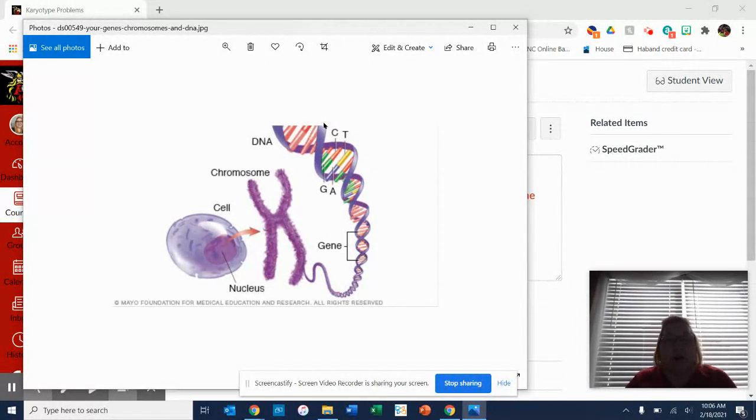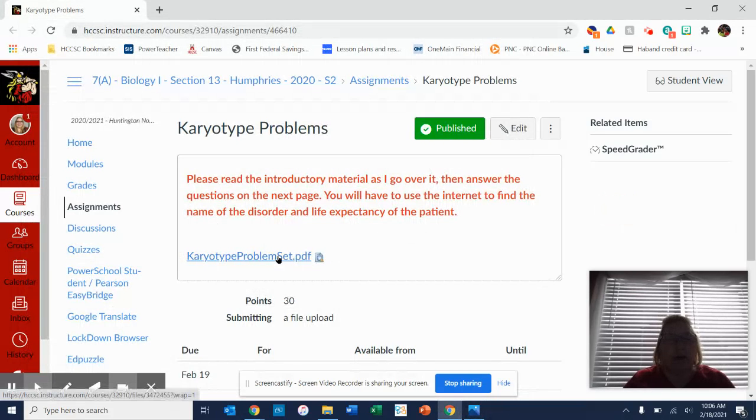And how does all that DNA, billions of base pairs, fit into your cell? Remember, it tightly packs around a protein. The proteins are called histones, and they form this X-shaped chromosome here. All of that goes into the nucleus of your cell. It turns out that we have 23 pairs of these chromosomes. So let's go ahead and look at the assignment about karyotypes.